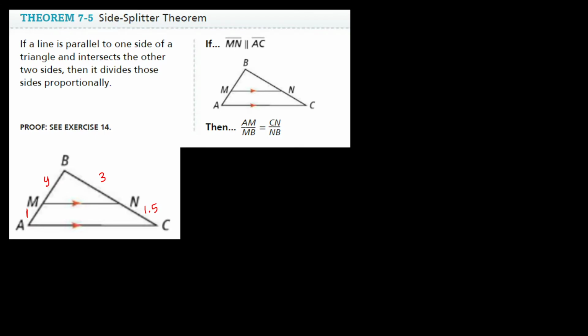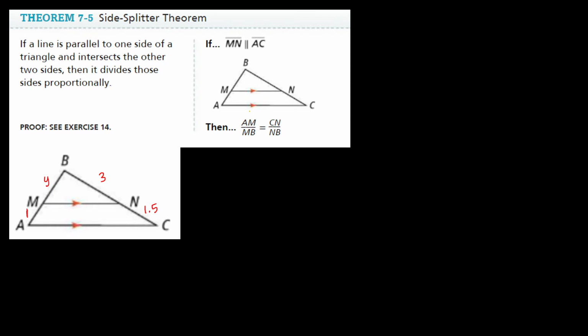Okay, so our first theorem here is called the side splitter theorem. This says that if you have one line that is parallel to one side of a triangle and it intersects the two sides, so we're talking about in this diagram on the right, MN is parallel to AC. If that is occurring, then MN is going to divide the sides of these triangles proportionally.